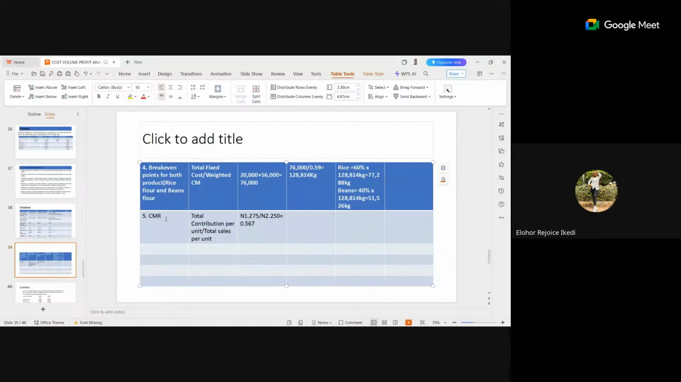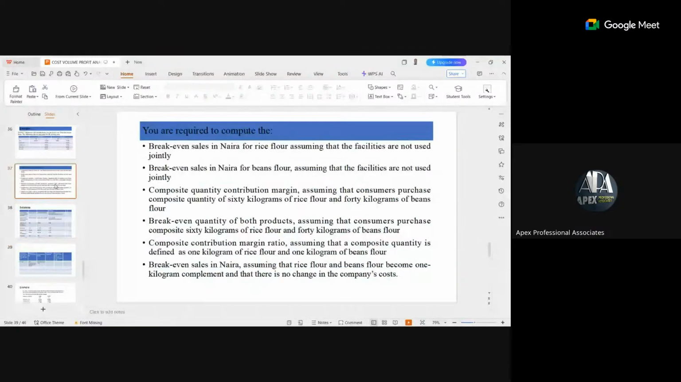So when you are solving in the exams, please always follow a consistent approximation. If you are using 2 decimal places, maintain that. If you are using 3 decimal places, maintain that, please. Please take note of that. So this is the composite contribution margin ratio.